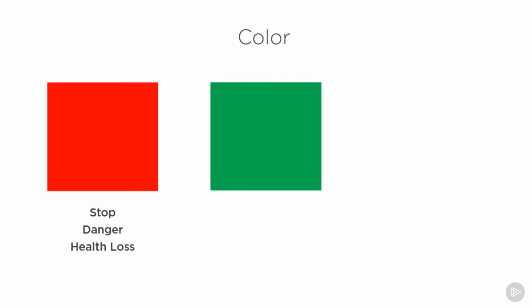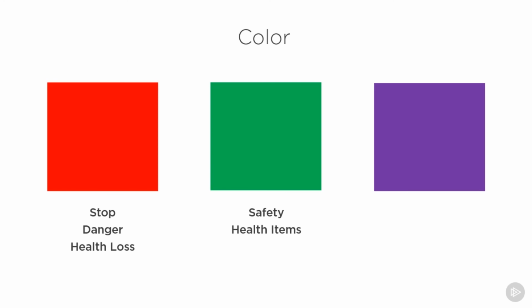Let's take a look at some examples of the use of color in games. Thinking from the perspective of a gamer, what do you think when you see the color red? It's very likely a negative connotation. Stop, danger, maybe health loss. What about green? Generally, this color means safety or health items. Finally, purple. Very often, this color represents poison.